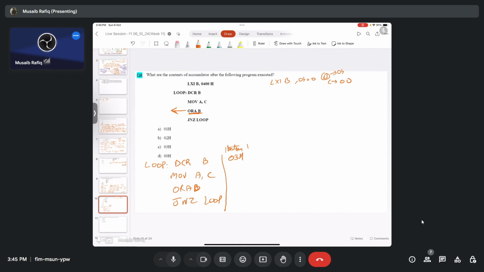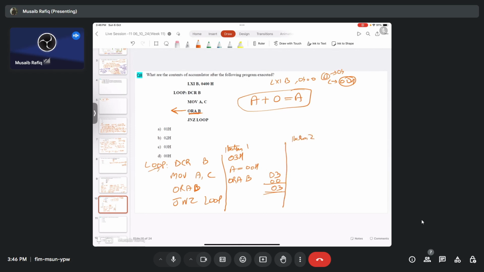Now the content of C will get loaded to accumulator. So A will be 00 hex since C is 00. Now OR of B with A. So 03 gets OR with 00. Whenever you have A OR with 0, it's always A. This is a property. So it will be 03. Now the contents of accumulator are 03. It's non-zero. It will go back to this condition and we'll have iteration 2.